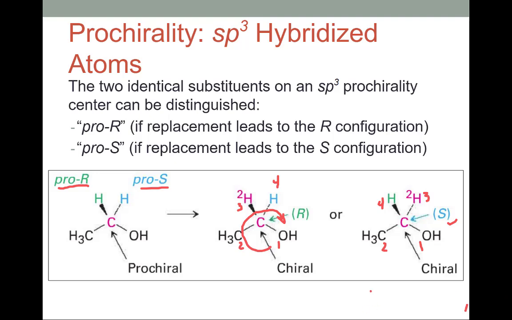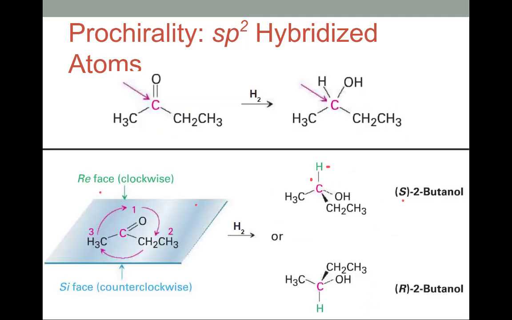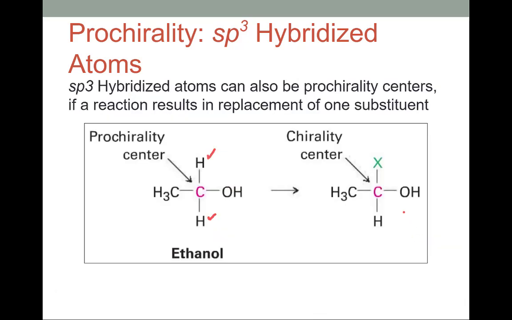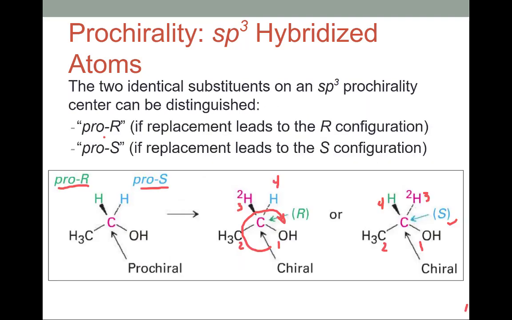So when we talk about sp2 hybridization, we're going to say Re and Si for the two faces, and then we're going to name the products based on the way we've learned to name them already. If we're talking about sp3 hybridized prochiral centers, we're going to use pro-R or pro-S.